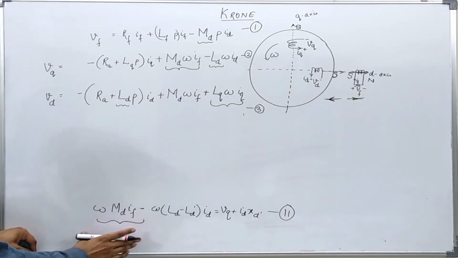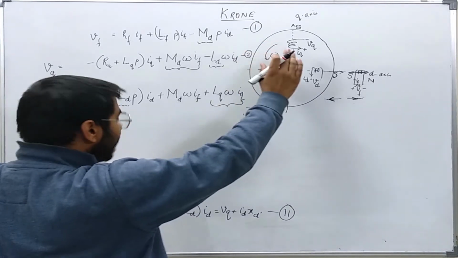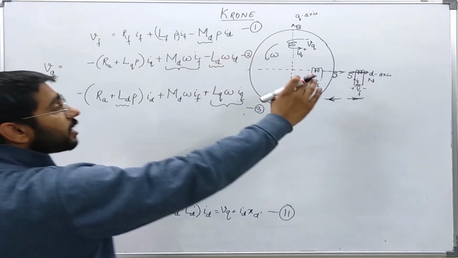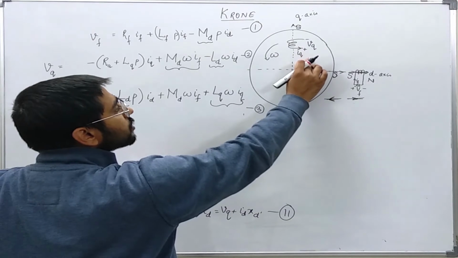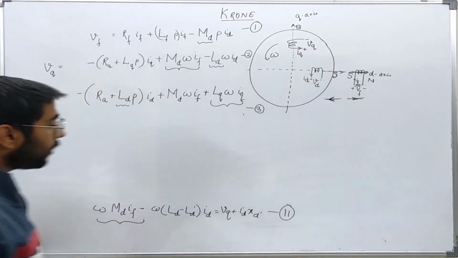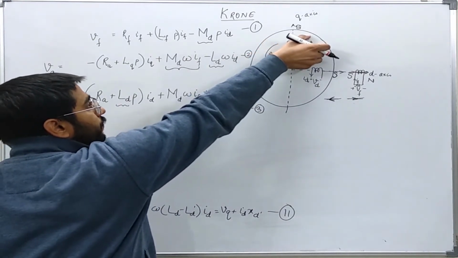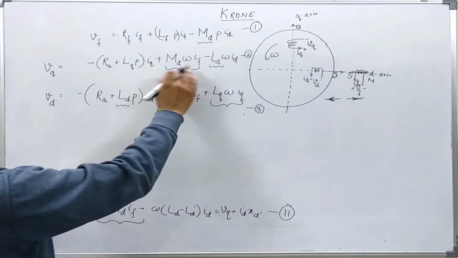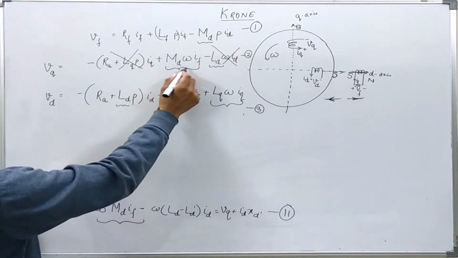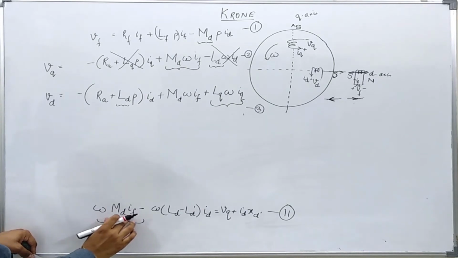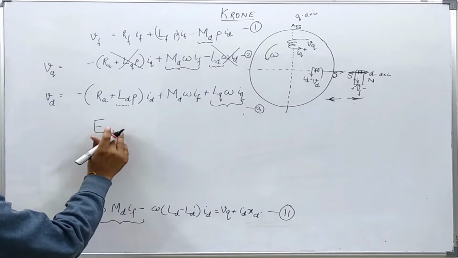This is nothing but the voltage developed in the winding when there was no current in these windings. That is, ID was equal to 0 and IQ was equal to 0. That is, there was no load. Then the voltage developed in this winding, VQ, when this current is 0 and this current is 0, is the only voltage developed, MD omega IF. So this is the no load voltage developed.